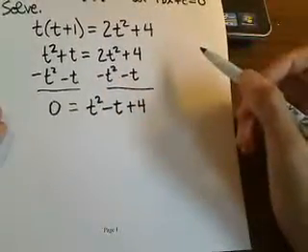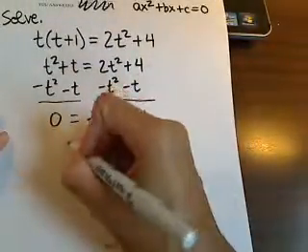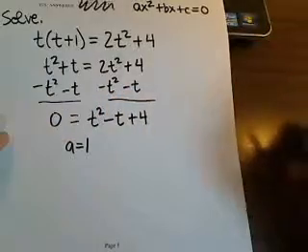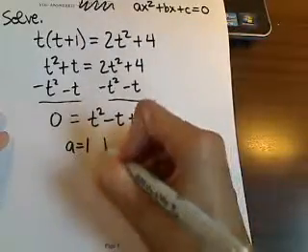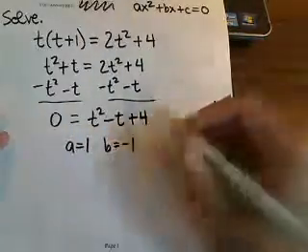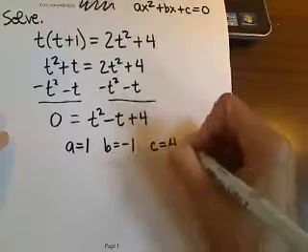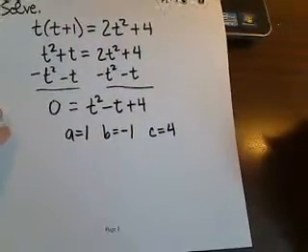Okay, so coefficient of my squared term here is 1. So a is equal to 1. The coefficient of t is negative 1, so b is negative 1. And then our constant term is 4, so that's c equals 4.